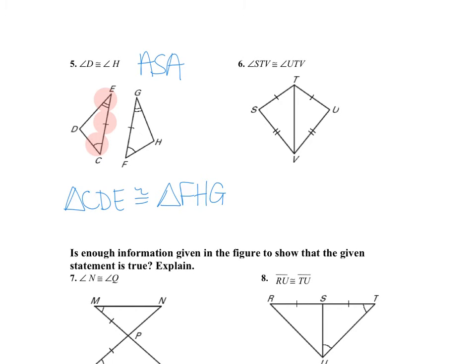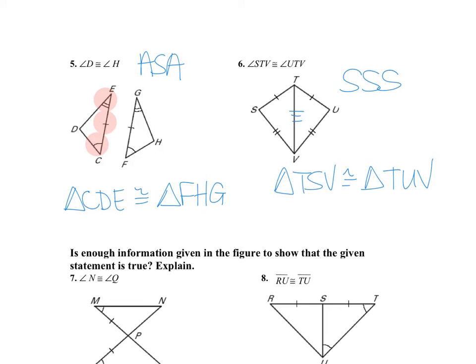And this one, always mark your common side, reflexive property. So I do have side, side, side. Which triangles? I have T, S, V, congruent to T, U, V.